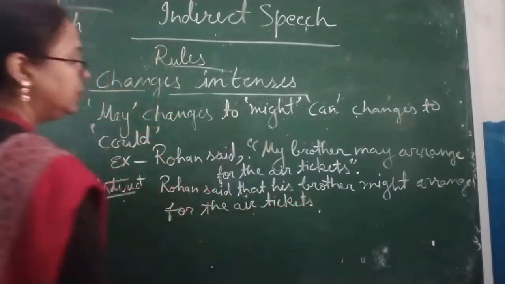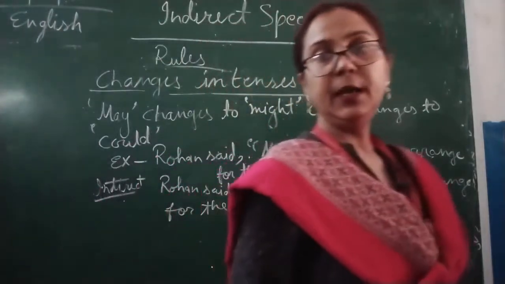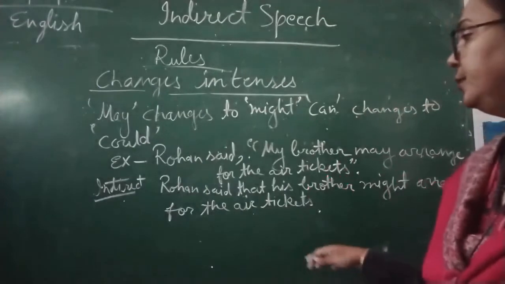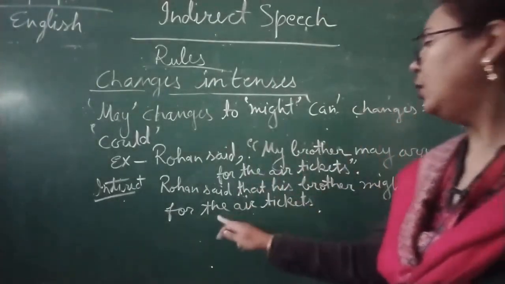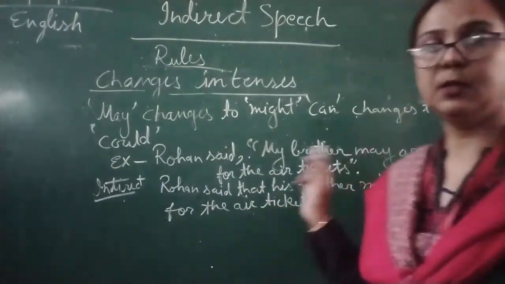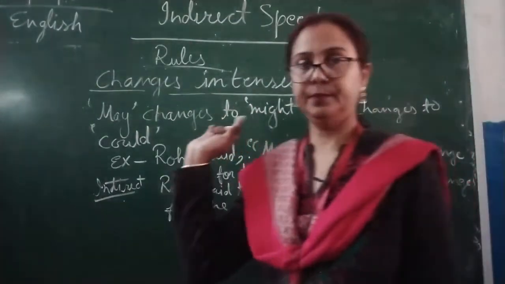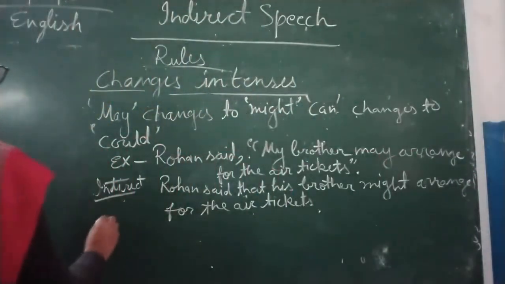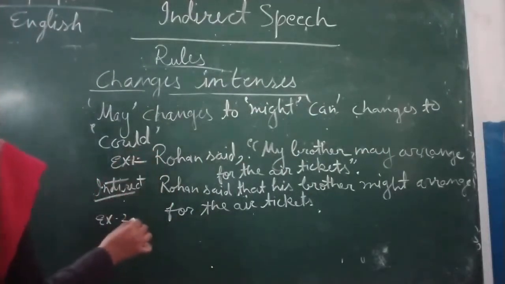Okay. So, in this example we can add more sentences. So, Rohan said, my brother may arrange for the air tickets. Now, Rohan said that his brother might arrange for the air tickets. Now, the second thing, what is this? Can changes to could. Now, I am going to give you one more example on that. So, example number 2, this is example number 1.